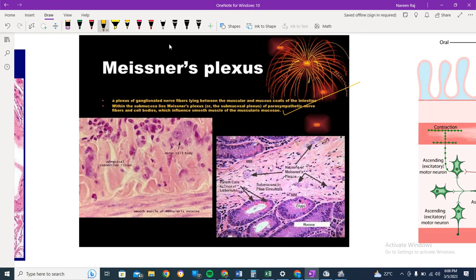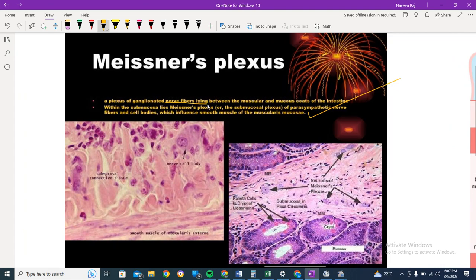Let me again, just for you, nerve fibers lying between the muscular cells of intestine lie in Meissner's plexus, or peripheral nerve fibers and bodies which trace smooth muscle to muscular mucosa. Now this means that they are responsible for the nervous supply and the coordination. So Meissner's plexus is responsible for the blood supply and the secretions flow and all that control, like all the secretions and all that being controlled by Meissner's plexus.